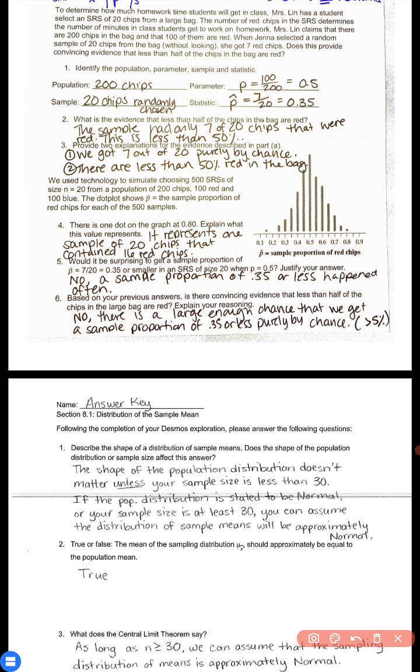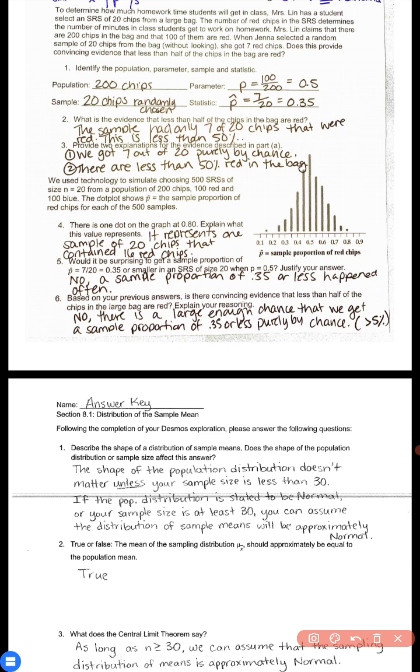Well, it's possible that this student just got 7 out of 20 purely by chance, right? We don't expect exactly half of the chips to be red every single time that a student pulls some out of the bag. But it is also possible that Miss Lynn lied and that there are less than 50% of red in the bag. So what can we do to assess what's happening here?